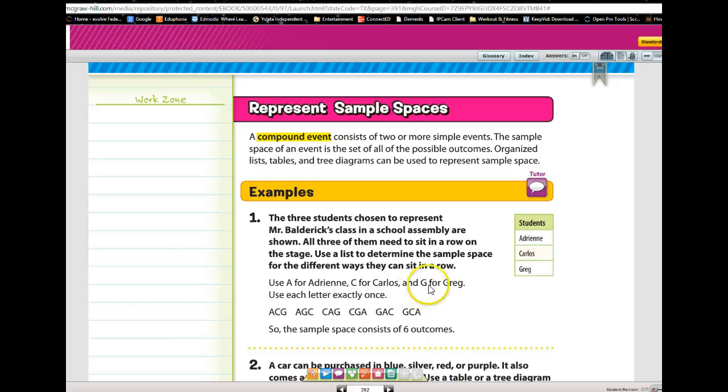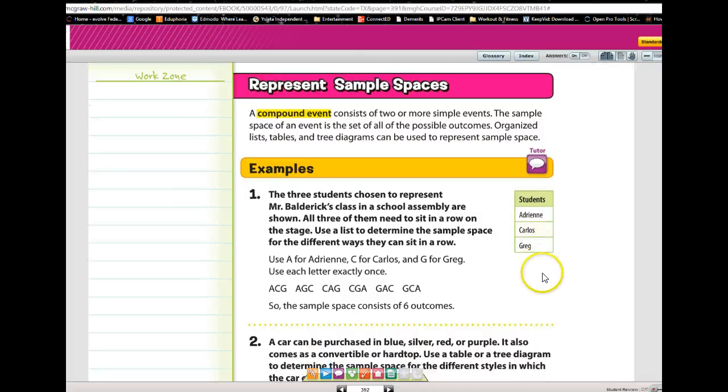So out of 3 students, we have 6 possible outcomes. Because we have 3 students to choose from, we pick one, that leaves us with 2 more students. And after those 2 get picked, we're down to 1. So we go from 3 choices to 2 choices to 1. That's very, very important for our essential question overall that we'll get to at the end of this lesson. Now, let's go ahead and look at example number 2.